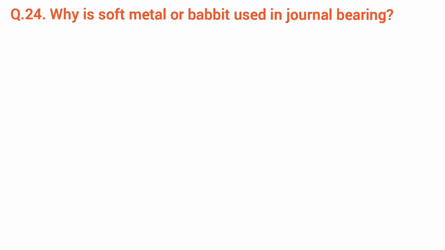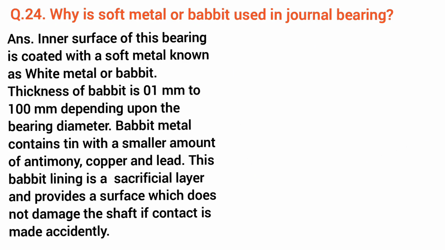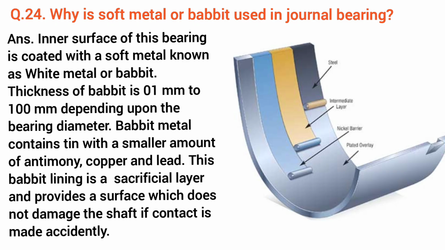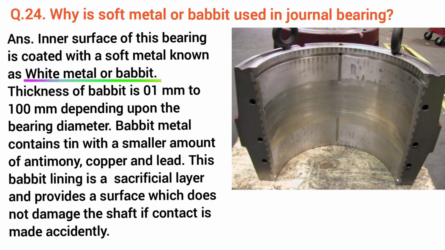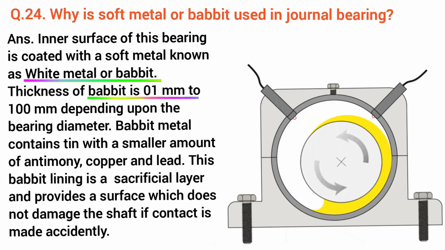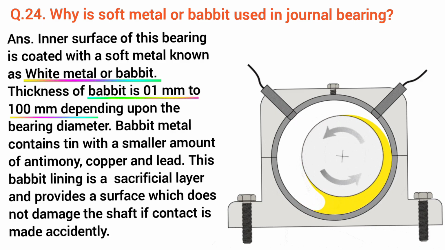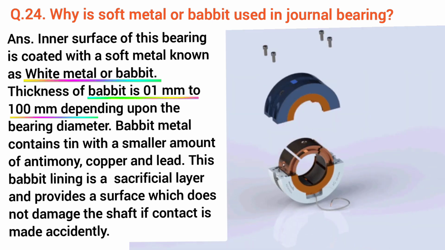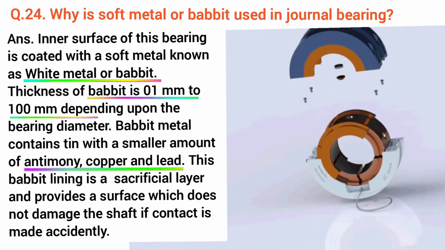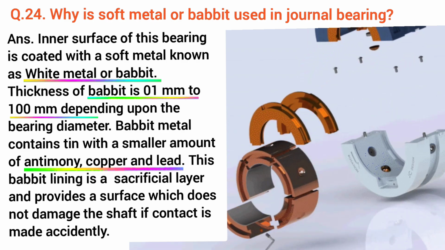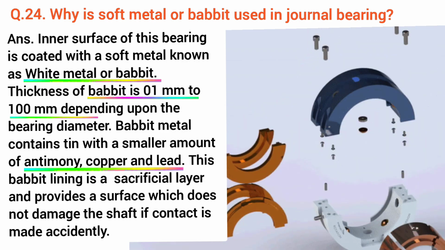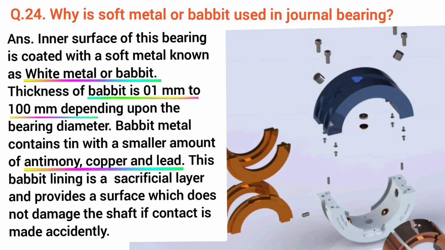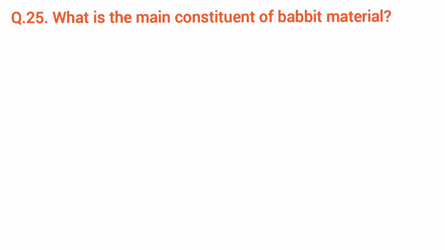Why is soft metal or babbitt used in journal bearing? Inner surface of this bearing is coated with a soft metal known as white metal or babbitt. Thickness of babbitt is 1 mm to 100 mm, depending upon the bearing diameter. Babbitt metal contains tin with a smaller amount of antimony, copper and lead. This babbitt lining is a sacrificial layer and provides a surface which does not damage the shaft if contact is made accidentally.